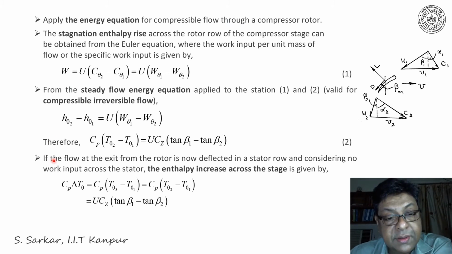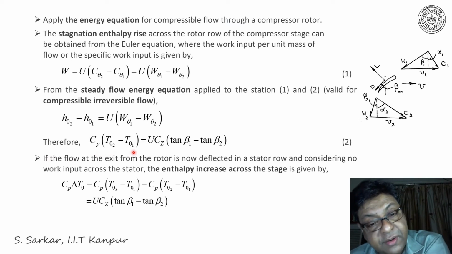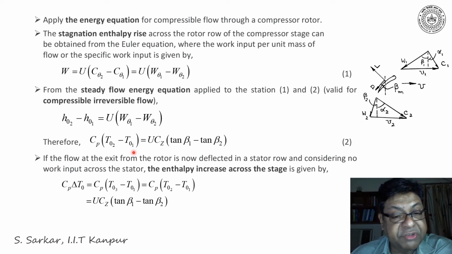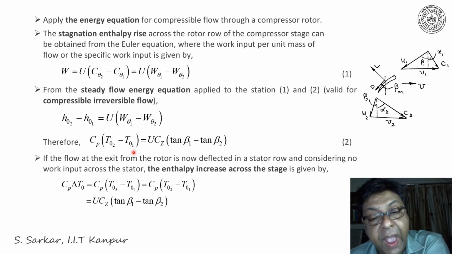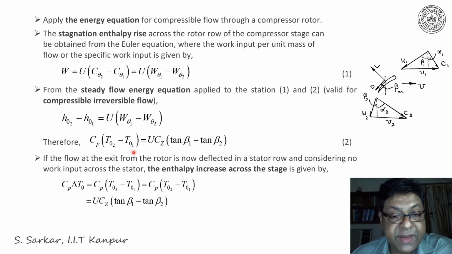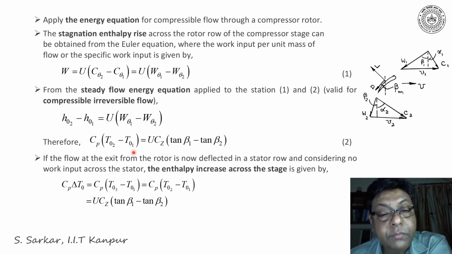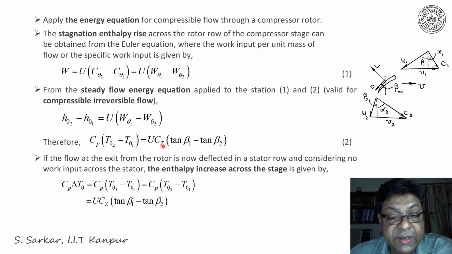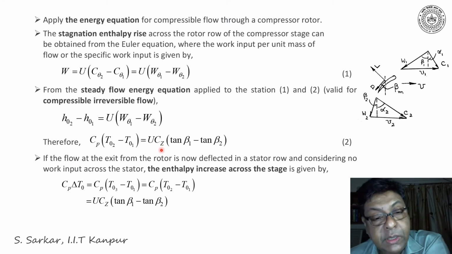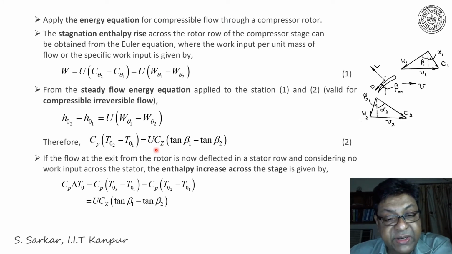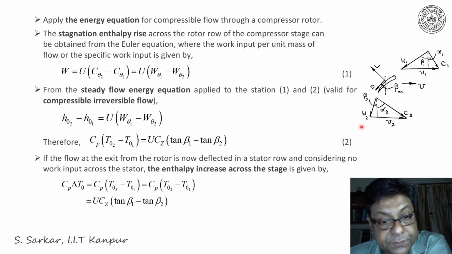Thus, Cp into T02 minus T01 is equal to U into Cz within bracket tan beta 1 minus tan beta 2. Now Cz is the axial component of velocity. Now this relation I can get from the velocity triangle.